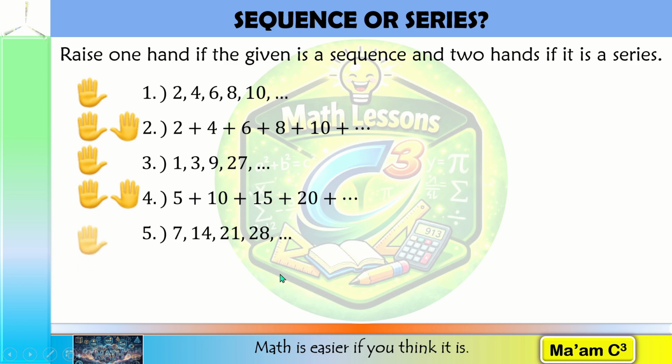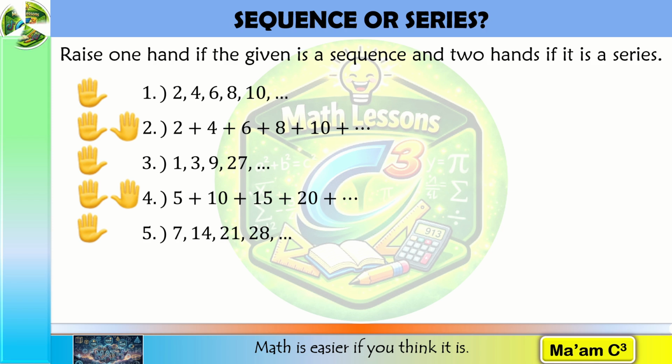Last one, number 5, 7, 14, 21, 28. One hand. What do you notice about the first, the third, and the fifth examples? How about the second and the fourth? Which examples use commas? And which examples use addition symbols? Okay, notice that sequences use commas, while series use addition symbols.